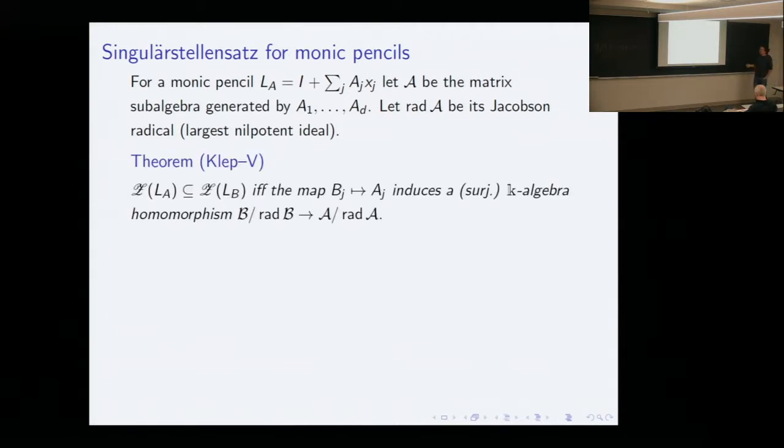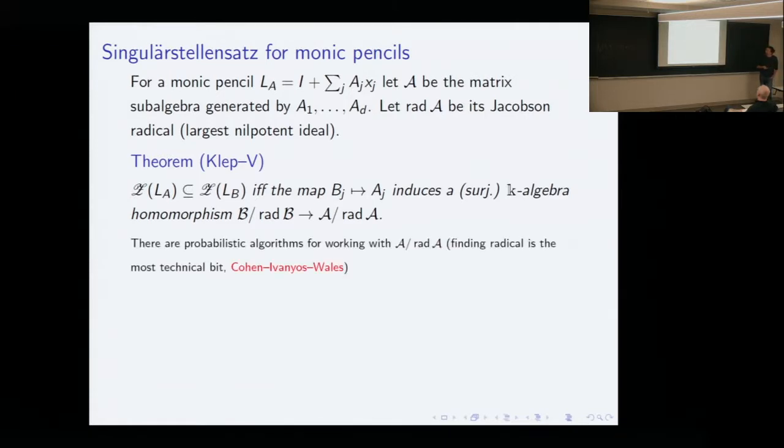And then you have this kind of Nullstellensatz result. If you give me two pencils, what does it mean that the singularities of one contain the singularities of the other? Well, that means that the map that maps the coefficients of the second pencil to the coefficients of the first pencil induces a k-algebra isomorphism. Not exactly between B and A, but between the quotient algebras, B modulo its radical to A modulo its radical.